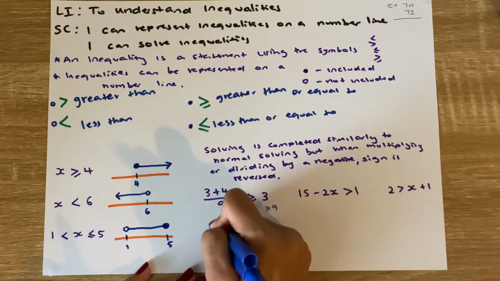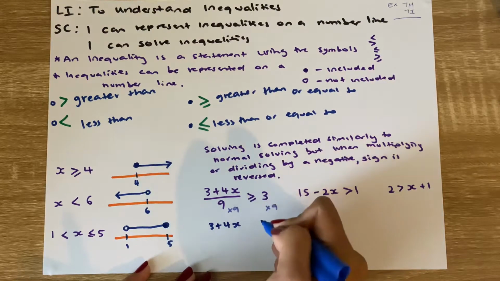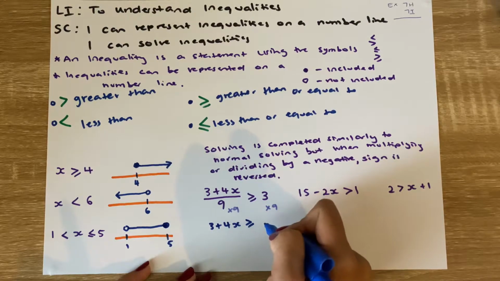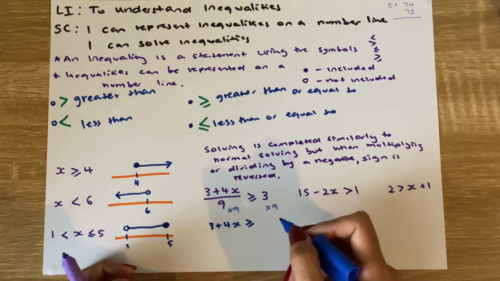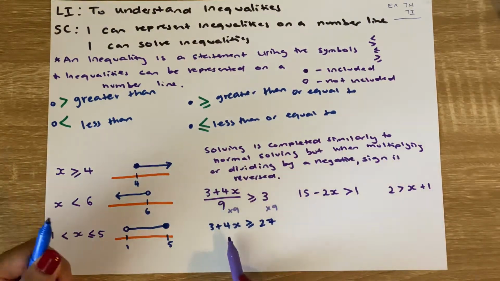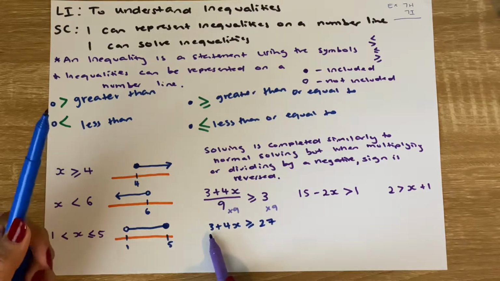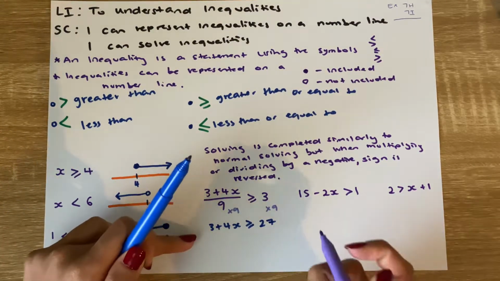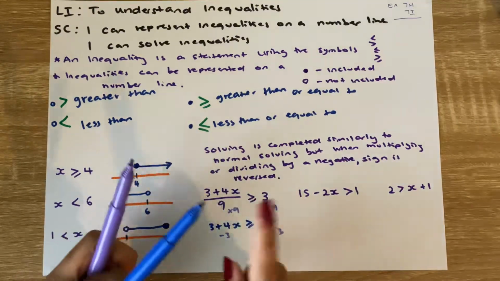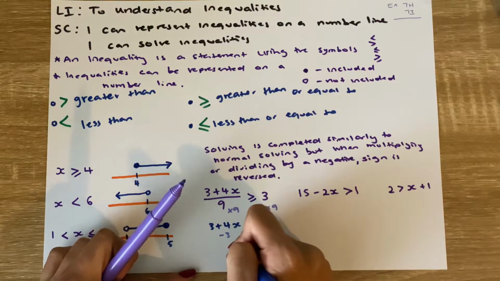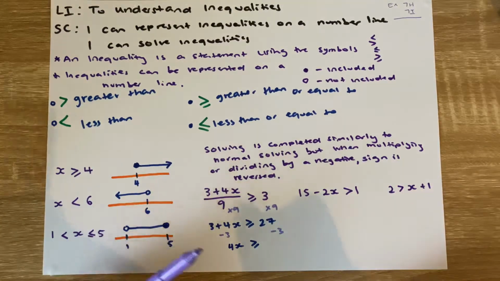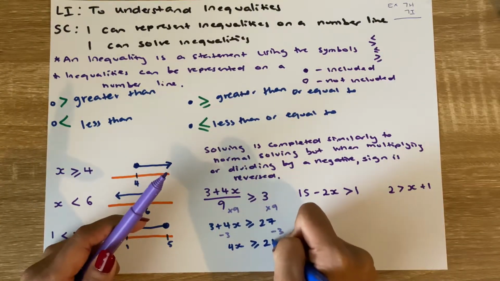I'm going to be left with 3 plus 4x. But now instead of writing equals, I'm going to write the same symbol. I'm going to write greater than or equal to 3 times 9, which is 27. And now I'm going to continue to solve this. The thing that's not with the x is the 3. It's an adding 3, so I'm going to subtract 3 from both sides. If you were unsure about solving, you might need to watch my previous videos. So we're going to be left with 4x. 27 take away 3 is 24.